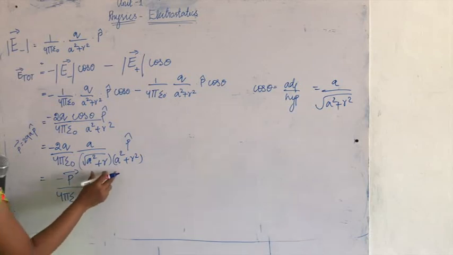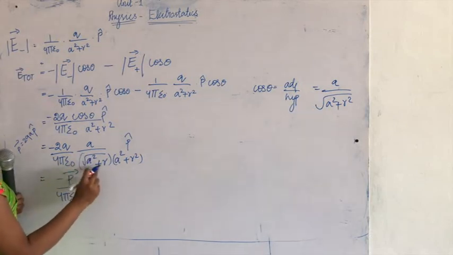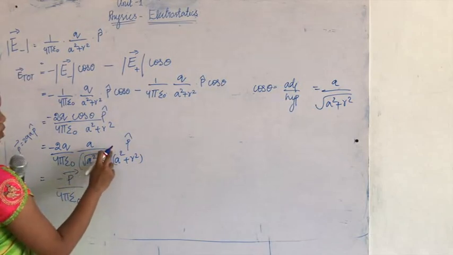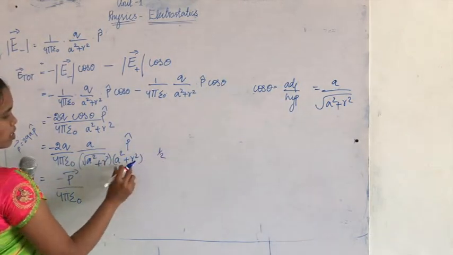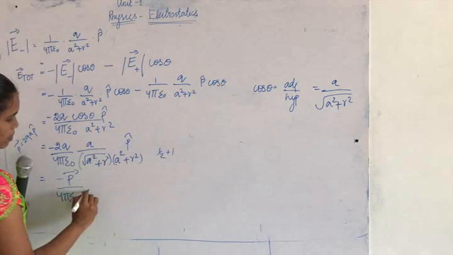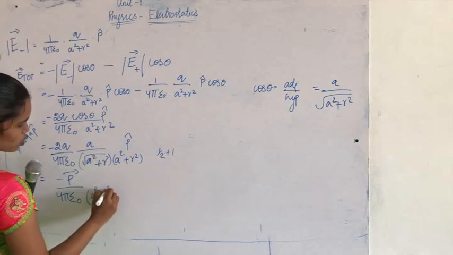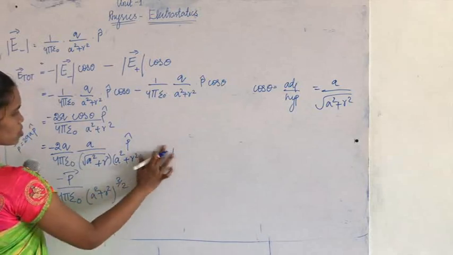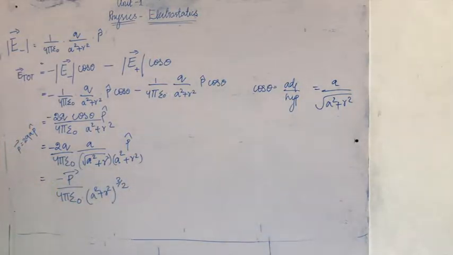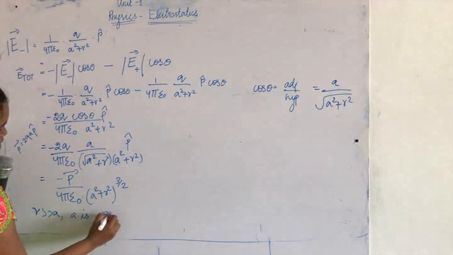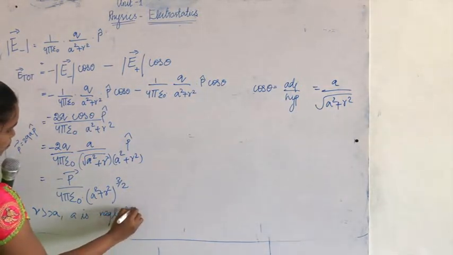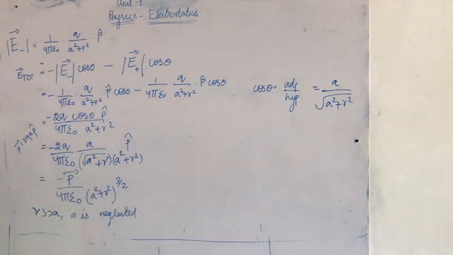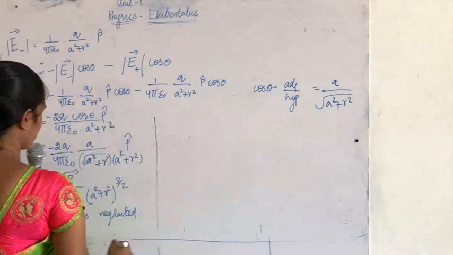Epsilon 0. Here, see, root of a square plus r square becomes 1 by 2. 1 by 2, it becomes 1. Then what happens? A square plus r square, 3 by 2. Okay? Now, if the value of r is greater than a, what happens? A is neglected. If we cancel the a value, what happens?